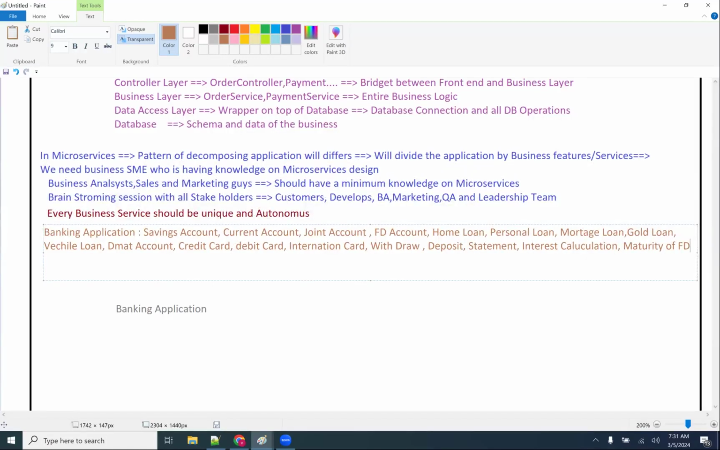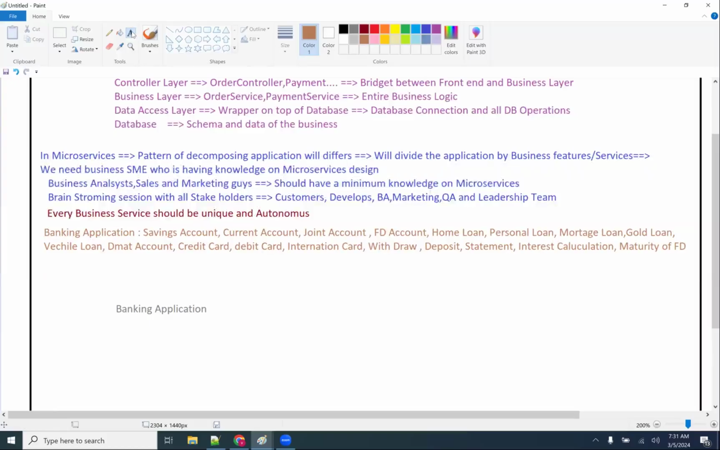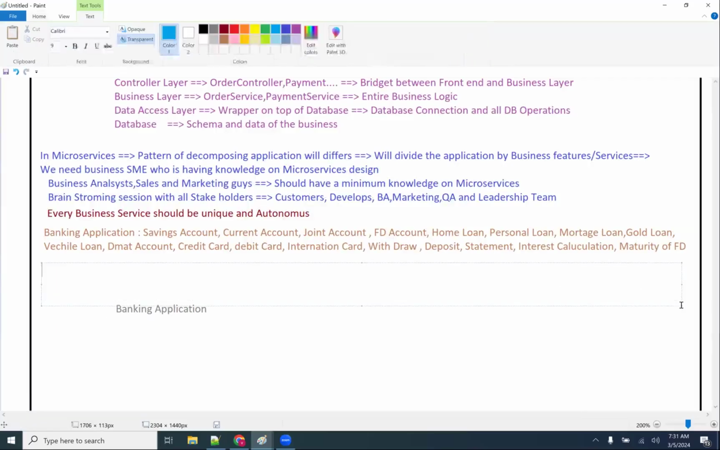Now, do I need to take everything as a microservice? What is a microservice, guys? Any idea what is a microservice? In Spring Boot, any Spring Boot application with the @SpringBootApplication annotation.